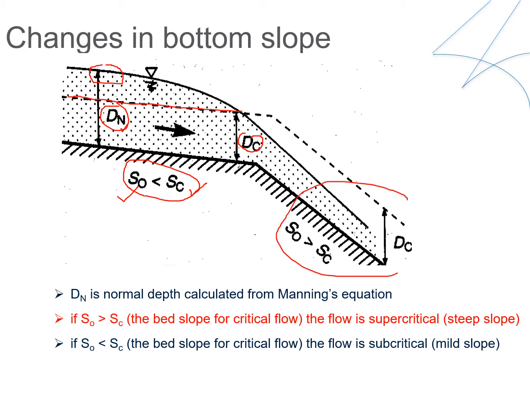In this region, we can see this is the critical water depth, and the actual normal water depth is less than the critical depth. That's why this flow is supercritical flow, and the corresponding slope is called a supercritical slope or steep slope.